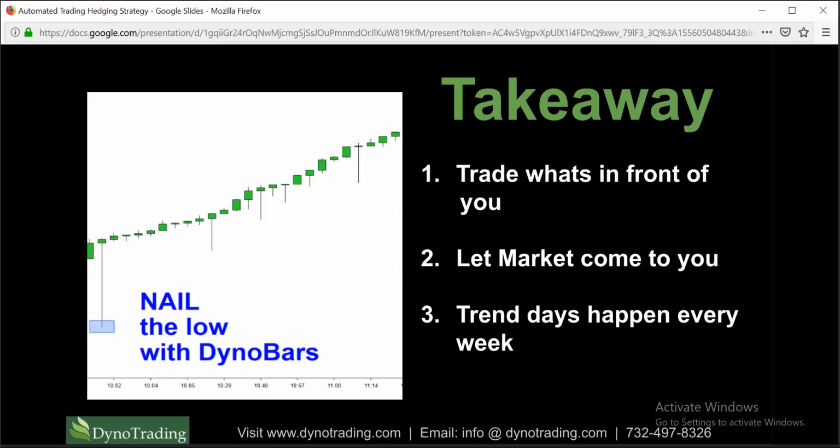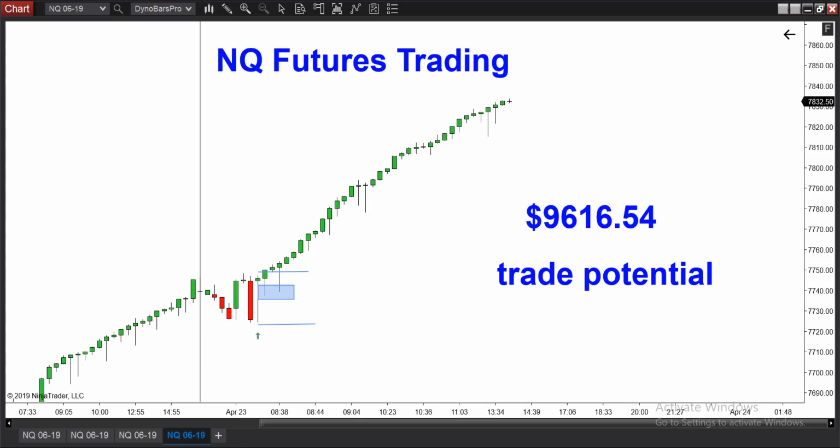Item number 2 and 3 here on our takeaway list, right? Let the market come to you. Trend days are going to happen every day of the week, guys. You know this, right? The market's going to be open tomorrow. The market's going to be open next week. The market's going to be open next month. There's no need to rush a trade. You know what I'm saying? Be patient with your trading and let the market come to you.